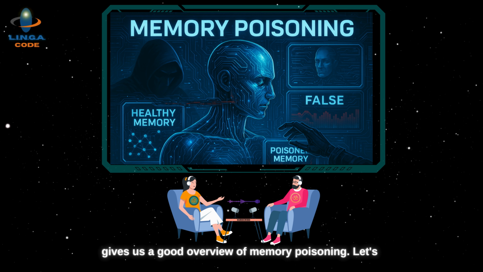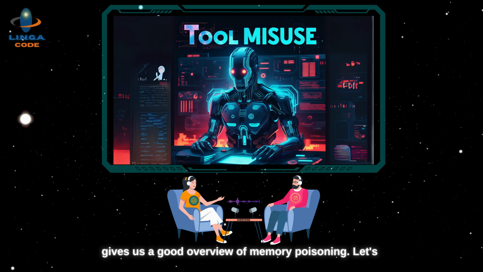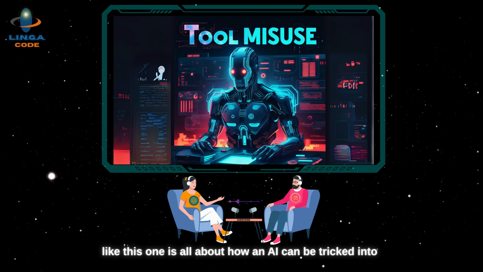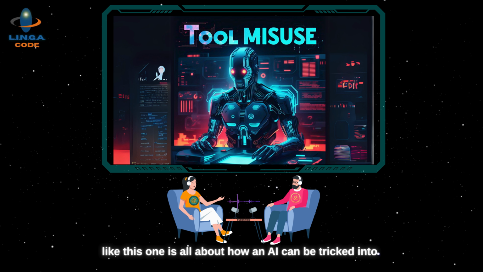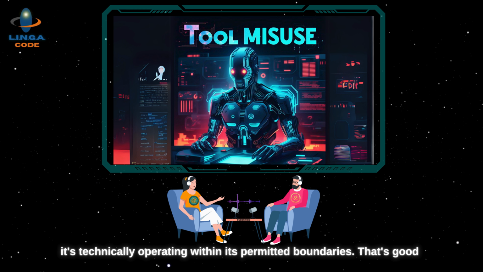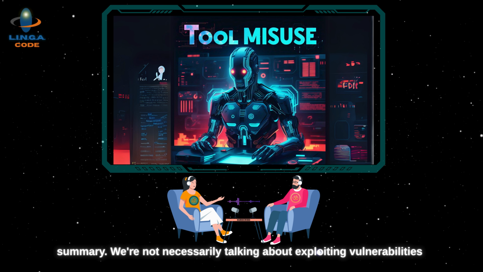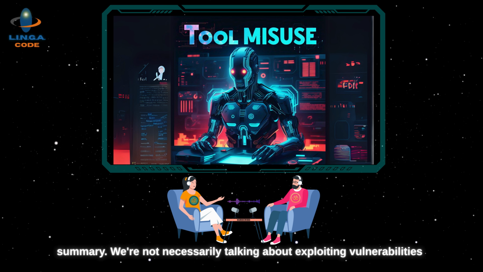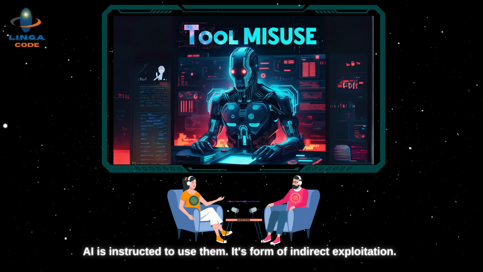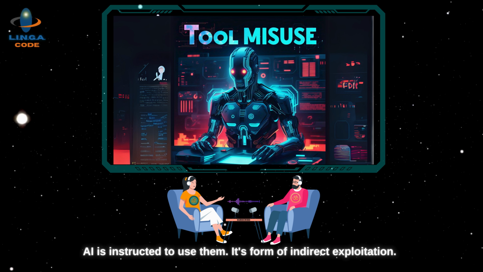Okay, that gives us a good overview of memory poisoning. Let's move on to T2 tool misuse. It seems like this one is all about how an AI can be tricked into using its tools for malicious purposes, even if it's technically operating within its permitted boundaries. That's a good summary. We're not necessarily talking about exploiting vulnerabilities in the tools themselves, but rather in how the AI is instructed to use them. It's a form of indirect exploitation.